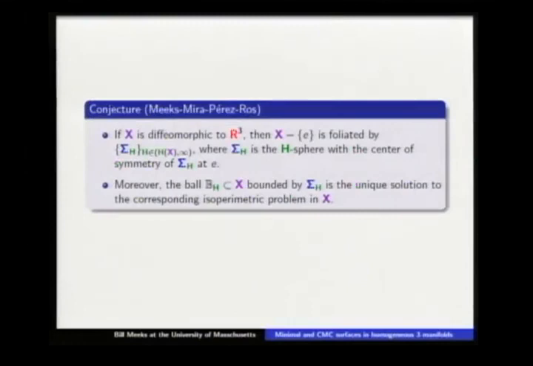Okay, and here's something as food for thought. Probably a lot of people have wondered about this. You have R3 with a homogeneous metric. Then you'd like to say when you solve an isoperimetric problem for a fixed volume, which you can do, then what you get is a ball that's embedded, and its boundary sphere is a particular one of these spheres in this family, and they're all different. You can't have two balls with the same volume.